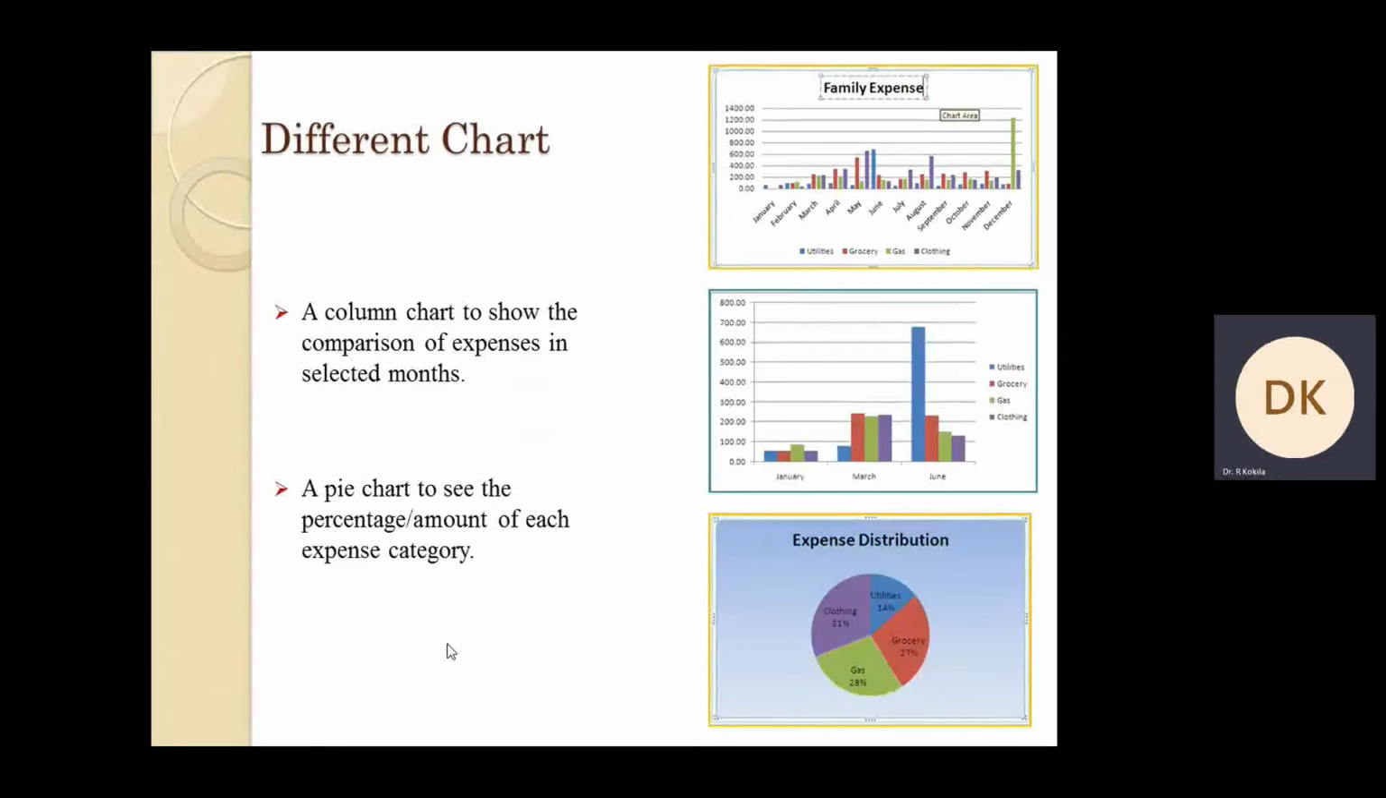So different types of charts are available. This is said to be the column chart, and this is said to be the pie chart. The column chart is mainly used for comparison, and the pie chart is used to see the percentage of each category. Okay, let me show you. Before that, we'll see one more thing.